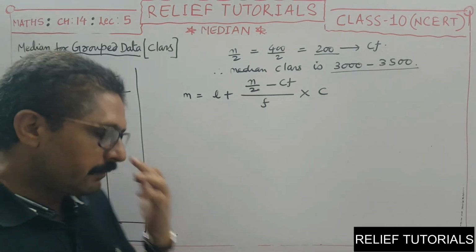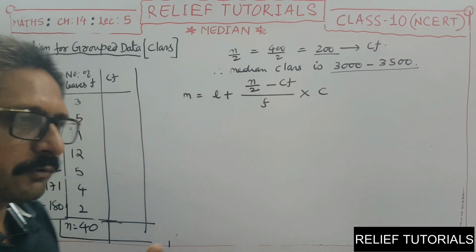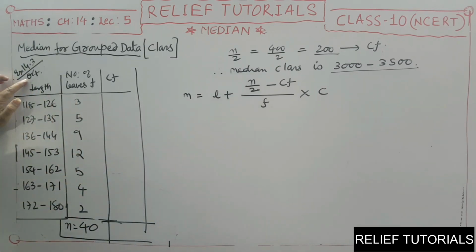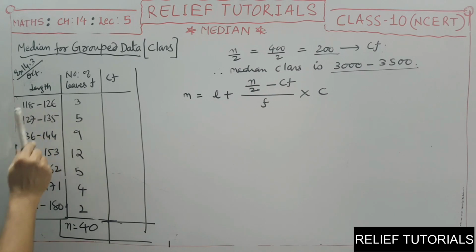See friends, we will do some more practice. So we will discuss the fourth problem on exercise 14.3 of your textbook. See, this is the length of the leaves in millimeter and these are the number of leaves. So there are 3 leaves whose length varies from 118 to 126 millimeter in this one.